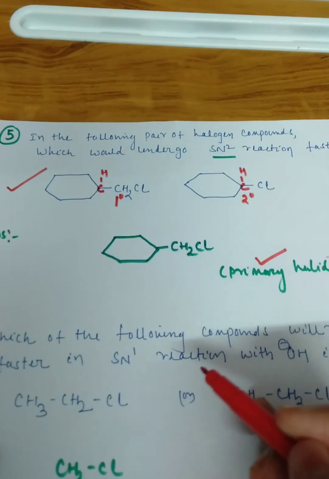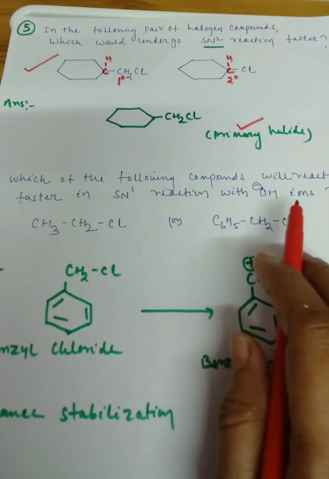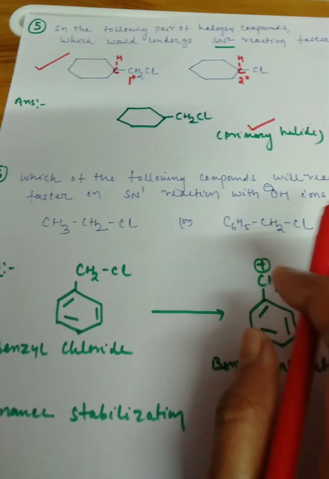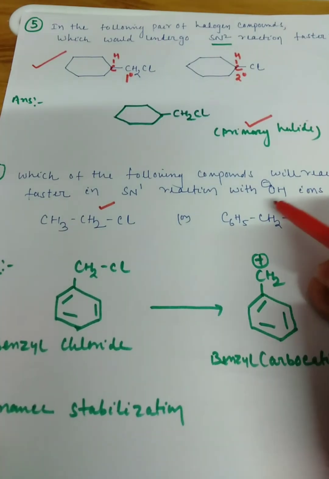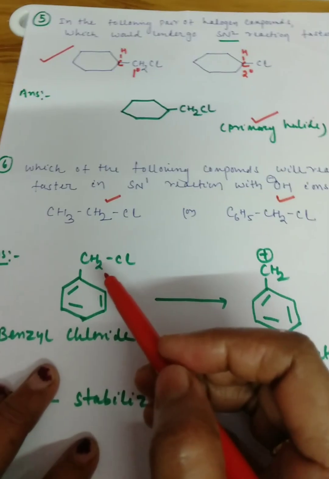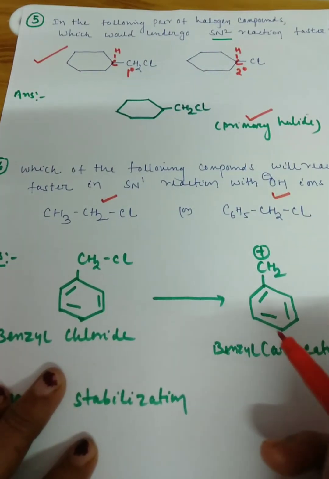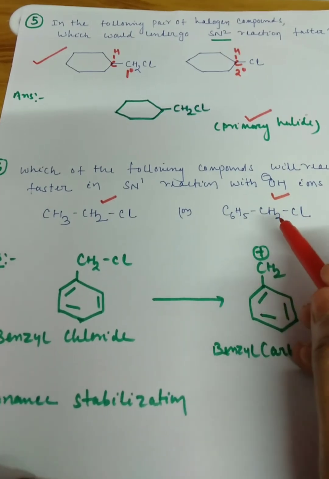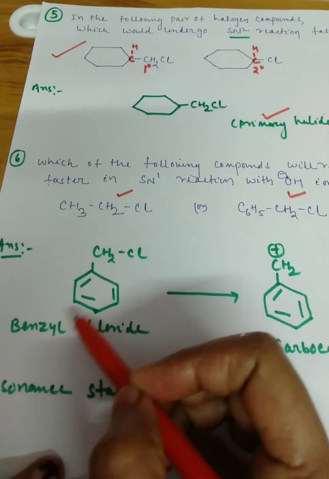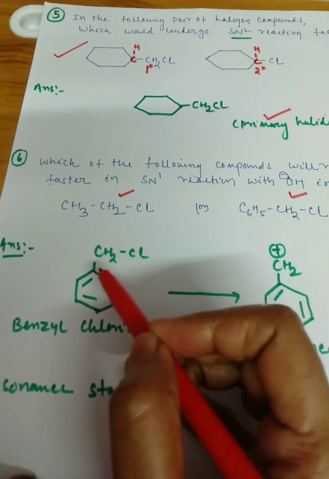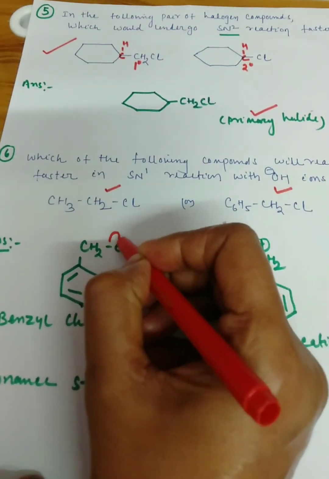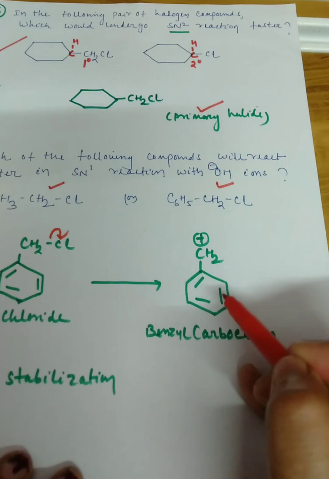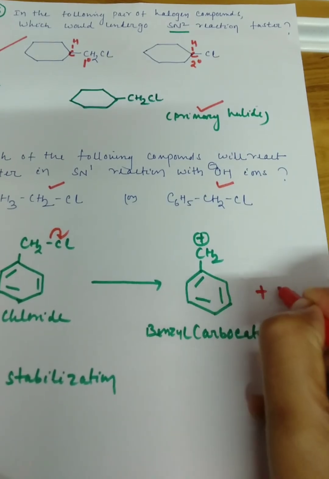Okay. Now, the next question is, which compound will react faster in SN1 reaction with OH minus ion? Now see here, one compound is ethyl chloride and another is benzyl chloride. In benzyl chloride, this is C6H5CH2, the benzyl group, with chlorine attached to this, so it is benzyl chloride. When it undergoes dissociation, it forms the benzyl carbocation, CH2+, plus Cl minus.